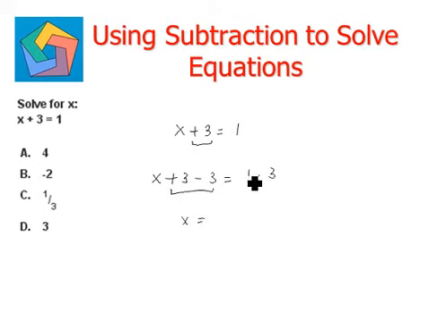Here we have one positive number and one negative number, so we subtract. 3 minus 1 is 2. Keep the sign of the bigger number. 3 is the bigger number out of 3 and 1 and has a negative sign, so the answer is negative. So we have x equals negative 2 as the final answer, which can be seen in option B.